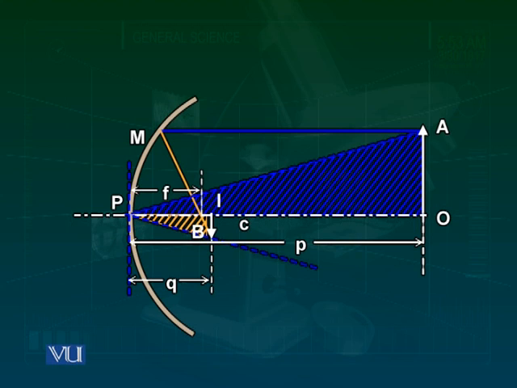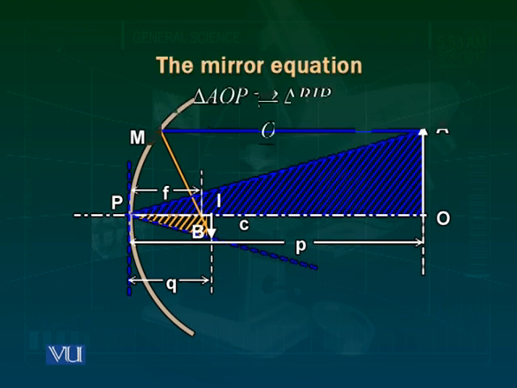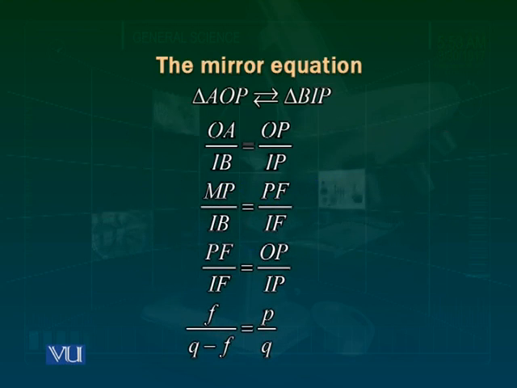Whenever you have two triangles which are similar, the sides are in the same ratio. So side A divided by side A dash, side B divided by side B dash, and side C divided by side C dash have to be equal. In our case, this becomes OA divided by IB equal to OP divided by IP. Rearranging, we find that MP over IB is equal to PF over IF. And PF over IF gives us OP over IP.